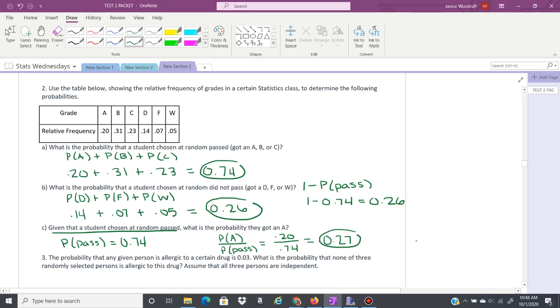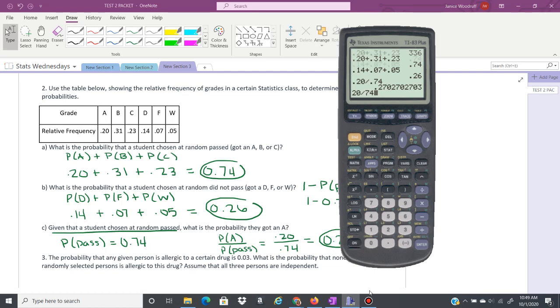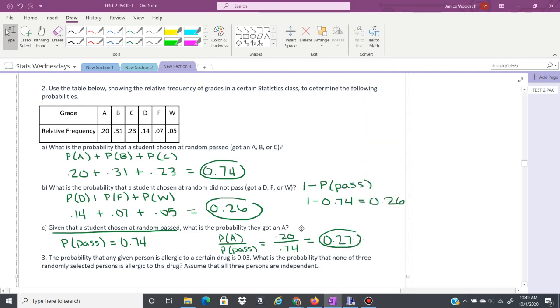Okay, and if you looked at that, like I said, with simplicity, if you wanted to check the math, okay, given that the student chosen at random passed, what's the probability they got an A? So, for example, if there were 100 students, well, 74 of them passed. Out of those 74, what percentage got an A? Well, 20 of them got an A. 20 divided by 74 would still give you the same thing. Okay, just with the decimals. Sometimes it makes it better to put it in context. So out of 100 students, 27% of the passing people got A's.